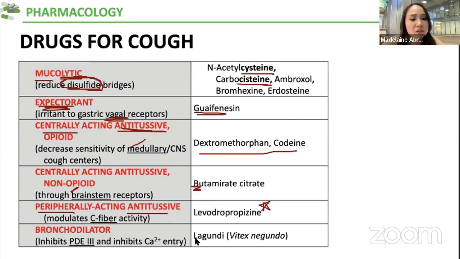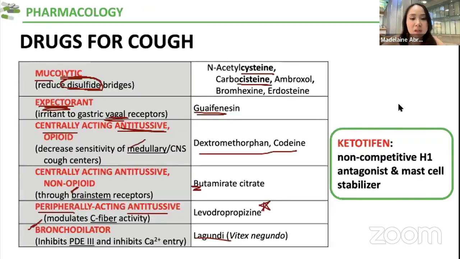And then last year, Lagundi is mainly a bronchodilator. Meron ding anti-inflammatory properties to, but mainly it's a bronchodilator. So remember these mechanisms of action. Again, we try to simplify it, no? Pero tinatanong yan sa boards talaga.